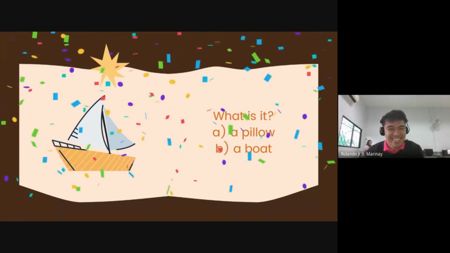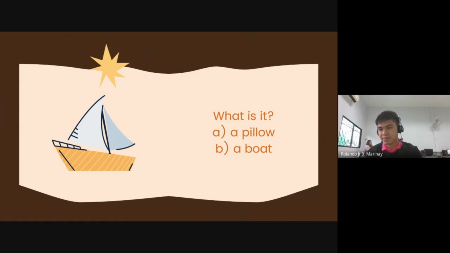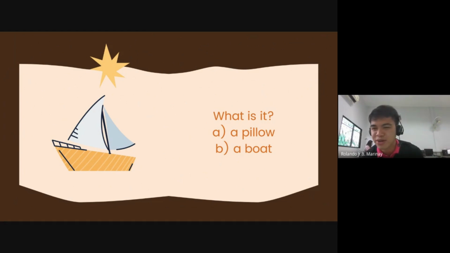What about this one? What is it? Is it A, a pillow, or B, a boat? B, a boat. Very good. Some grade ones are entering the room. Okay, it is a boat.